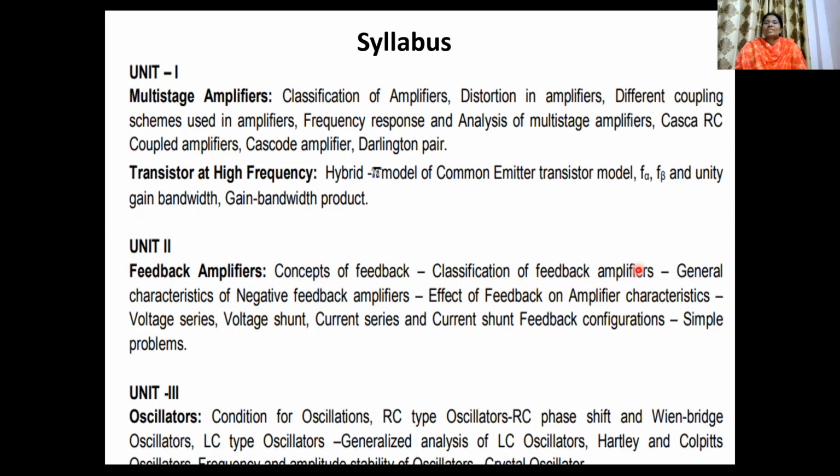Classification of feedback amplifiers is nothing but how many types of feedback amplifiers there are. The negative feedback amplifier, we have to discuss this also. And then what are the general characteristics of negative feedback amplifiers? So then only we will know the condition of that particular feedback amplifier. And then what is the effect of feedback on amplifier characteristics? This also we have to derive by using the equation.